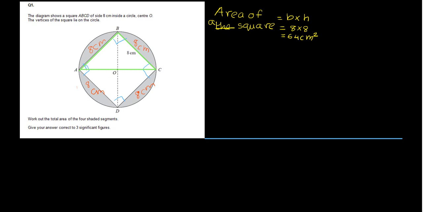Now I need to find the area of a circle. So area of a circle equals pi r squared. But there's a problem. I do not know the length of the radius, so I need to find it out.